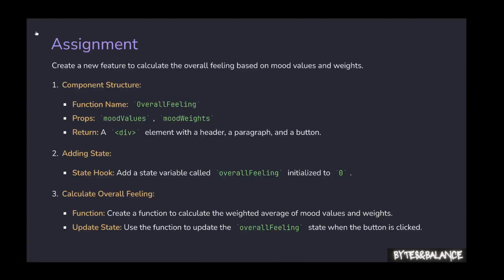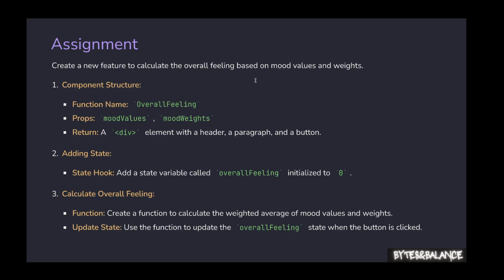So, time for an assignment. Your assignment involves creating a new feature to calculate the overall feeling based on mood values and weights. So first, create a component named OverallFeeling that receives mood values and weights as props, and it should return a div with a header, a paragraph, and a button. And then add a state variable called overallFeeling initialized to 0. Implement a function to compute a weighted average of mood values and weights. Update the overallFeeling state when the button is clicked.